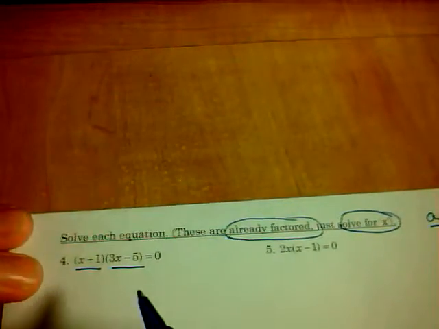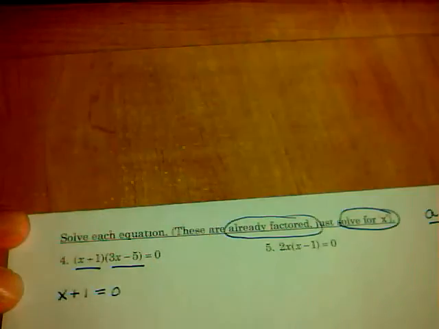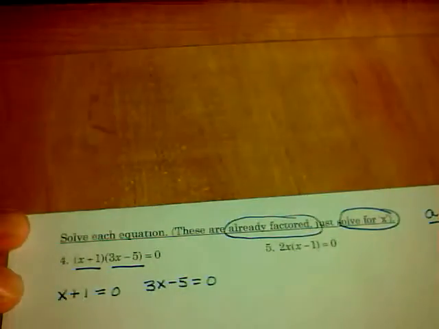So on this problem, you notice that we have two sets of parentheses that are multiplied together. So this is actually quite an easy problem. All we're going to do is take each factor, in this case the x plus 1, and set it equal to 0. And we're going to do the same with the second factor, 3x minus 5. Set that one equal to 0. And here we're just left with a real basic Algebra 1 problem.